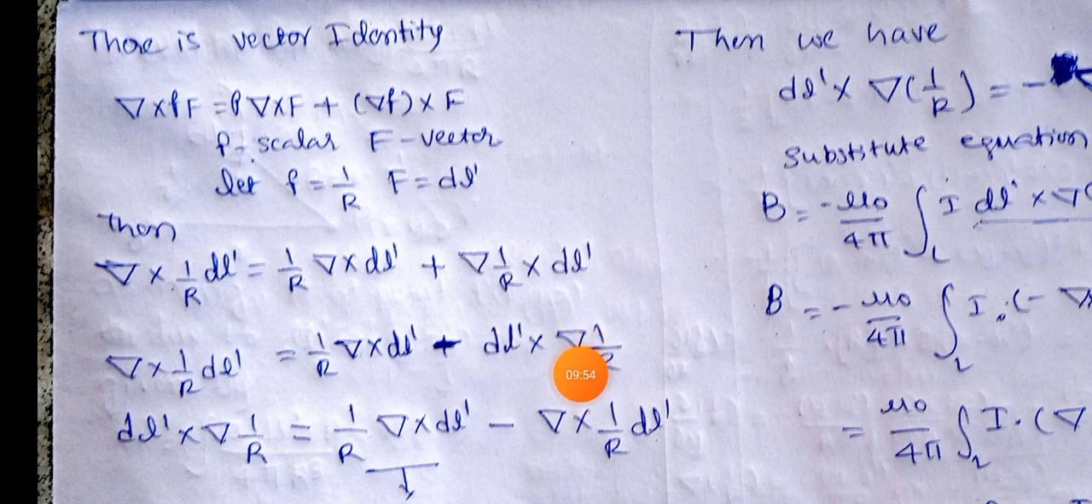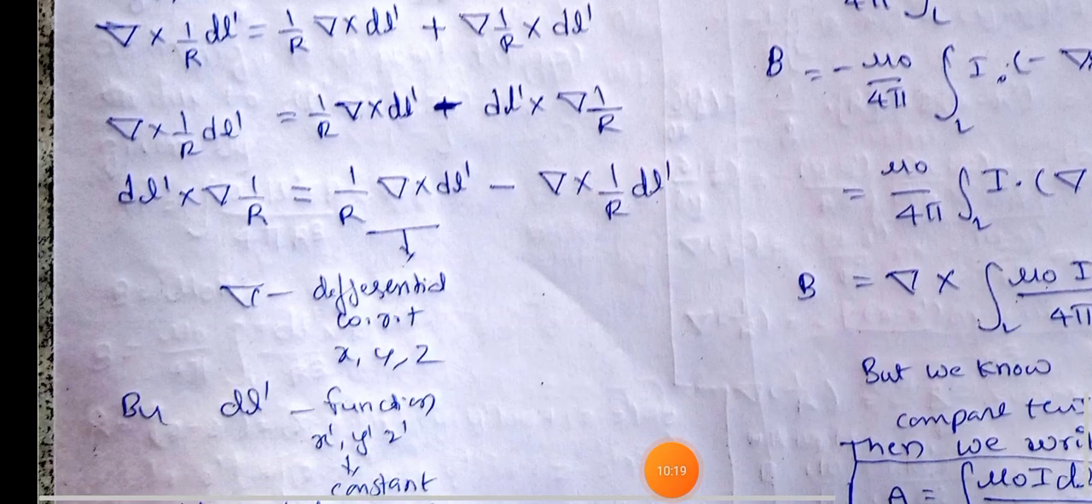So this part is moved to the left side: dl dash cross del of 1 by r equals the first term as it is, and the left side term is moved to the right side. It will become minus del cross of (1 by r dl dash), where the del is on 1 by r dl dash.